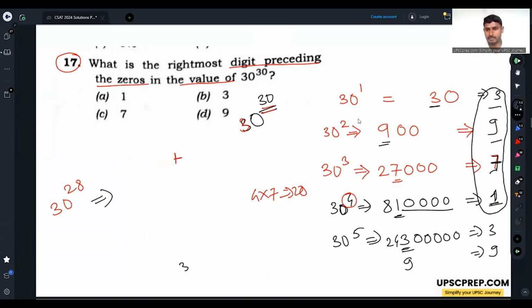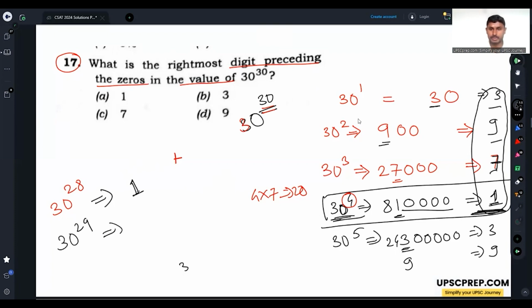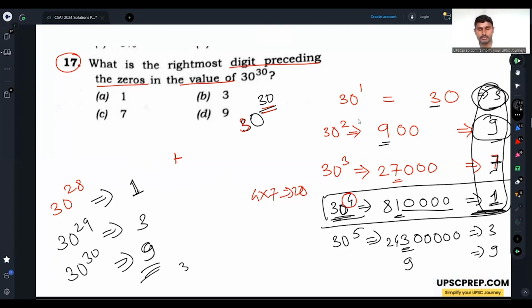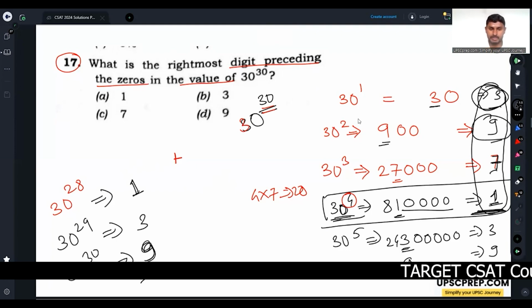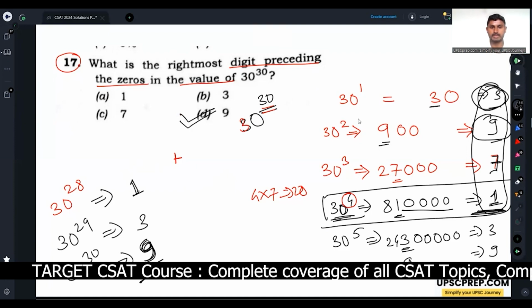That will have which power? Which multiple of 4 is it here? What is the rightmost digit? It is 1, right? Because 28 is a multiple of 4, the rightmost digit here will be 1. Again the cycle will start. So for 3 raised to 29 we will again have to start from 3, right? And for 3 raised to 30 it will be 9, right? 9. So this is a question based on cyclicity. If you just get the pattern, then you will be able to solve this question. So for 30 raised to 30, what will be the rightmost digit? It will be 9. Option D.